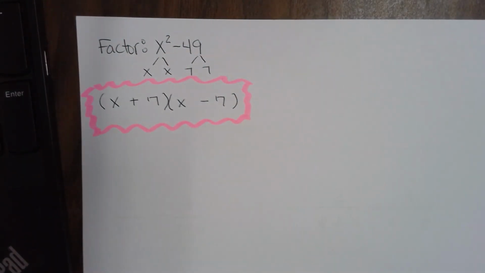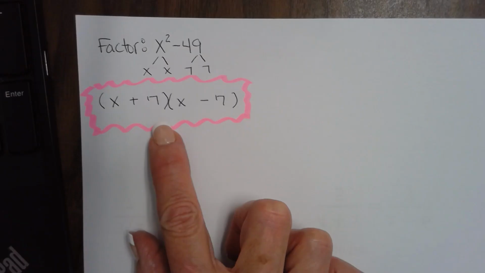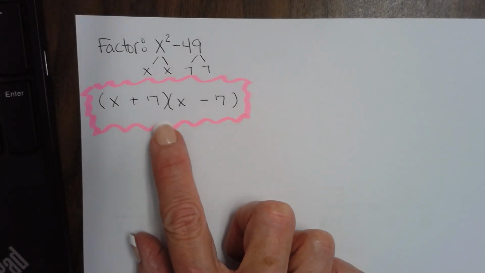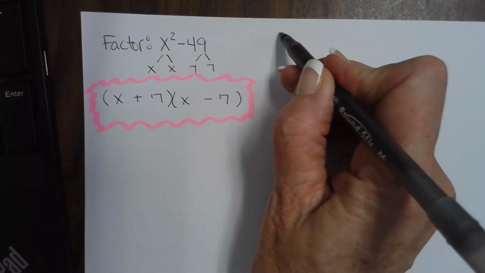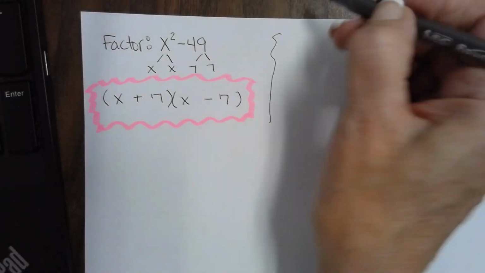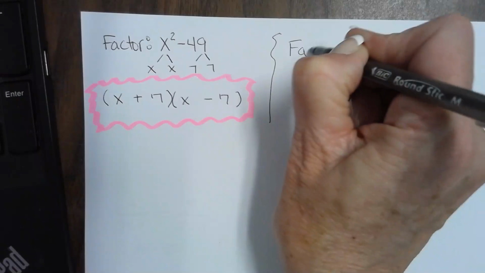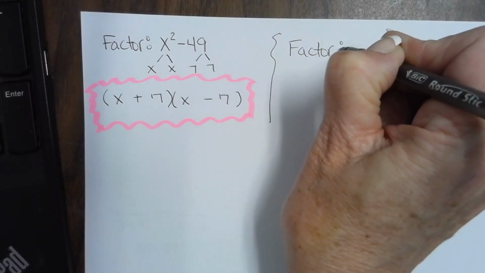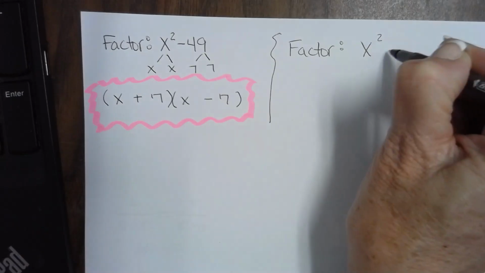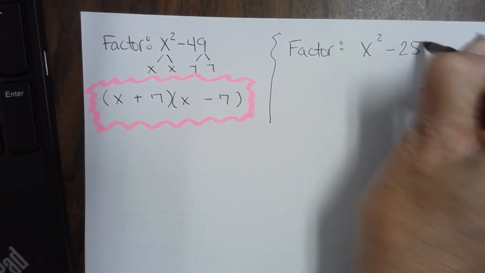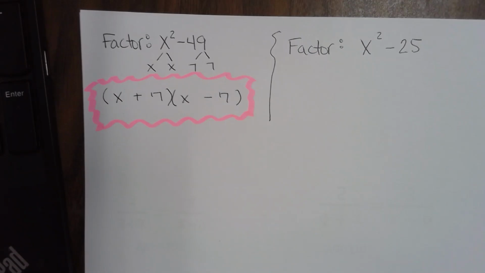Okay, so I factored x squared minus 49. My factored form is x plus 7, x minus 7. Now, I'm not going to say a thing. I'm going to give you one and see if you can do it. All right. Now I want you guys to factor x squared minus 25.